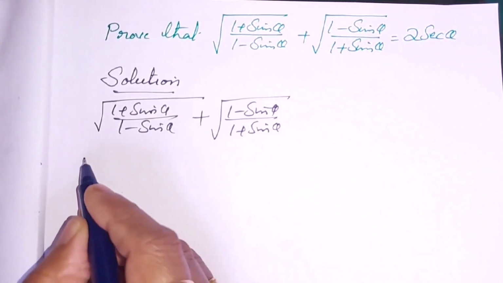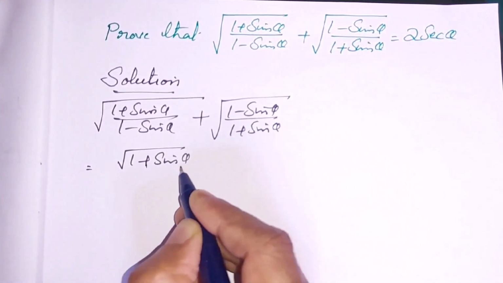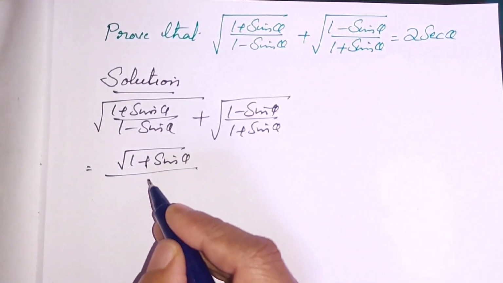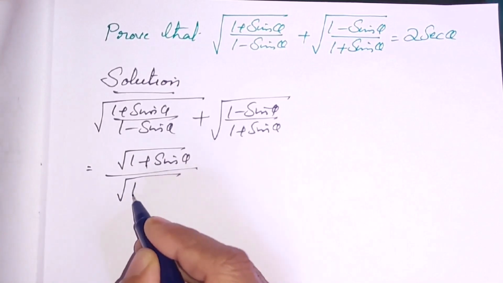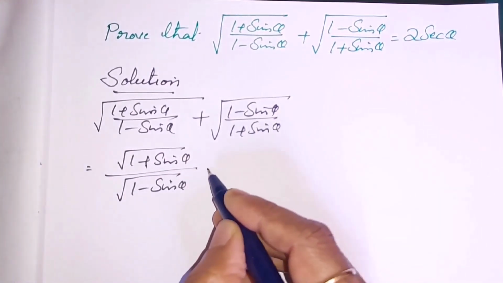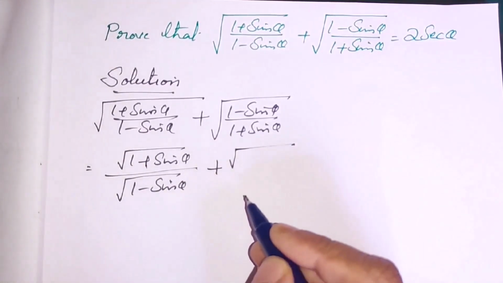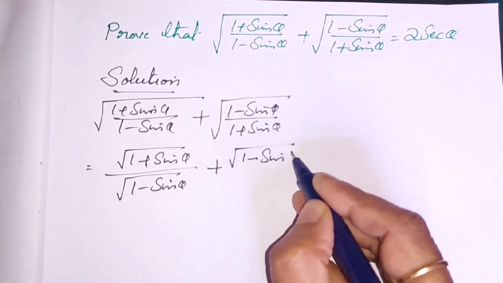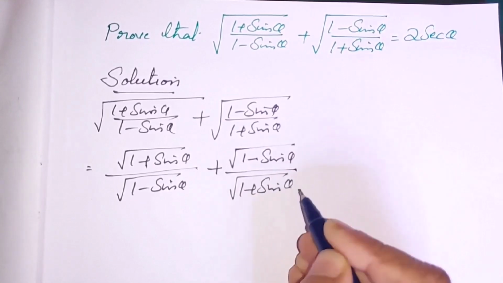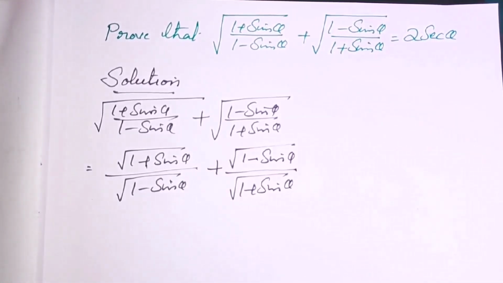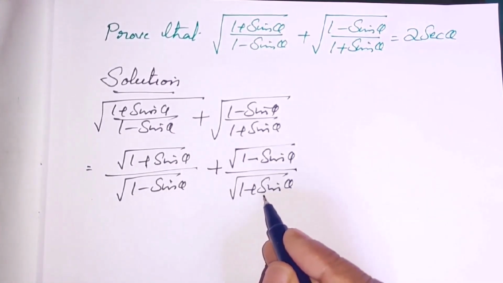Now, this expression we can write like this. See this. Square root of 1 plus sin theta by 1 minus sin theta is square root of 1 plus sin theta by square root of 1 minus sin theta. Right, children? Plus square root of 1 minus sin theta by 1 plus sin theta is square root of 1 minus sin theta by square root of 1 plus sin theta, right? Now we'll take the LCM. What will be the LCM? Root of 1 minus sin theta into root of 1 plus sin theta, right?